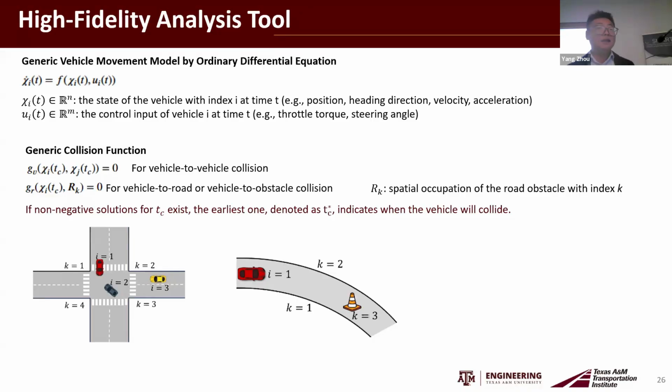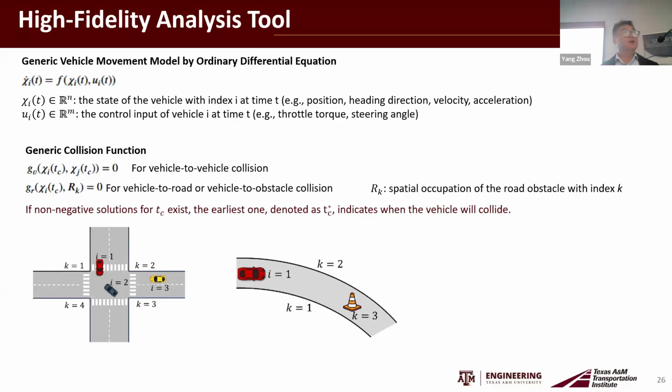We use x sub i of t for the vehicle i, as well as u sub i of t. So essentially, the state could be the position, heading direction, vehicle velocity, depending on your fidelity needs. And based on that, we can analyze any vehicle-to-vehicle clearance, for example, vehicle i to j, given a generic clearance function, or even vehicle-to-road or vehicle-to-obstacle clearance functions. And given that, we say that if a non-negative solution exists, the earliest one indicates when the vehicle will collide.